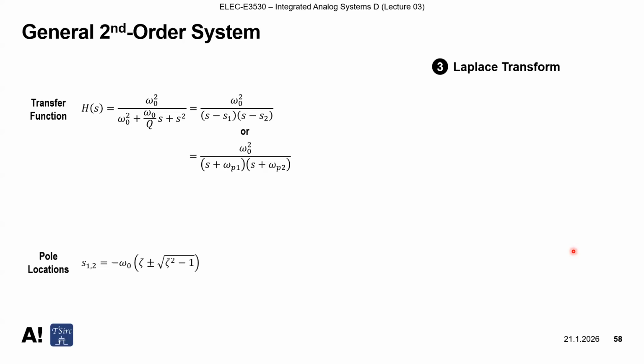In that case, we can think about taking the minus sign here, and then we can have omega p1, omega p2 as plus terms. But for the sake of simplification, we will just use s1, s2. It will be clarified later. Anyway, for thinking of the exact pole locations in the s domain, we will use s1, s2.